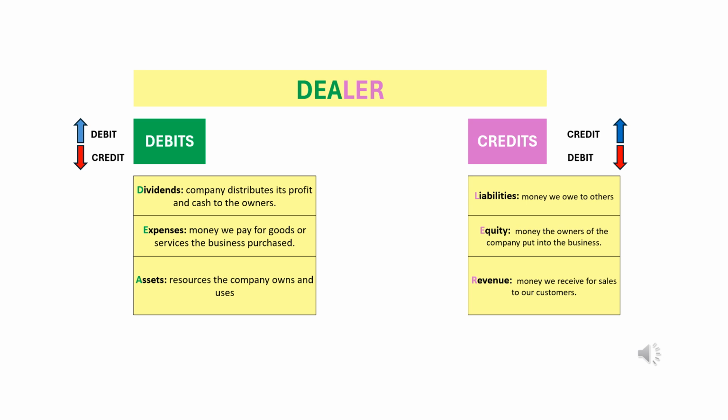Liabilities, equity, and revenues in their natural state have a credit balance and increase with credits and decrease with debit. Liabilities, which is money we still owe to others, like to the bank, to suppliers, or to the IRS. Equity, that's the money the owners of the company put into the business. Revenue, that's the money we receive for sales to our customers.